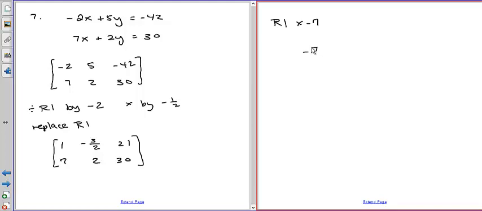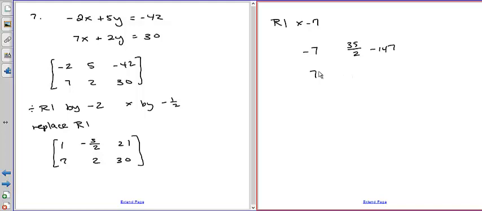So we get negative 7, negative 35 halves. So 5 times 7 is 35, and the negative becomes positive because of the negative here. Then we have 21 times 7, which is 147. So that is row 1 multiplied by negative 7, so negative 7 times 21 is negative 147.